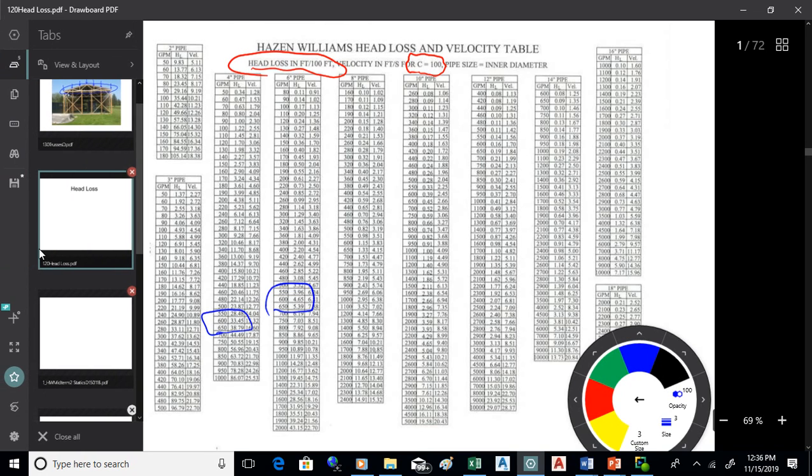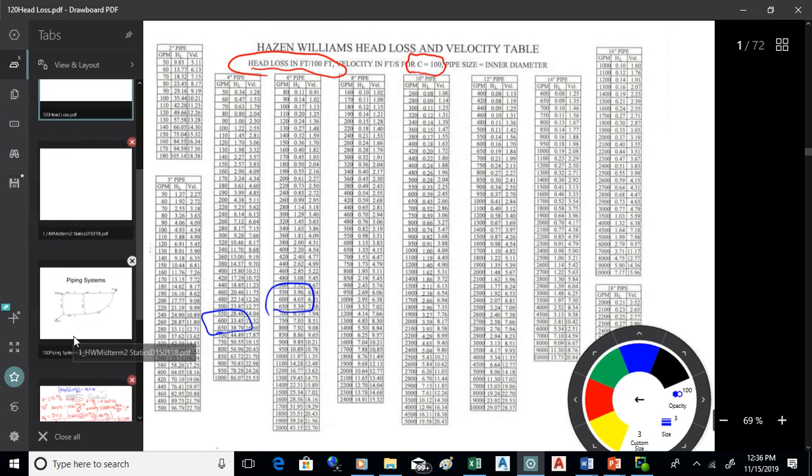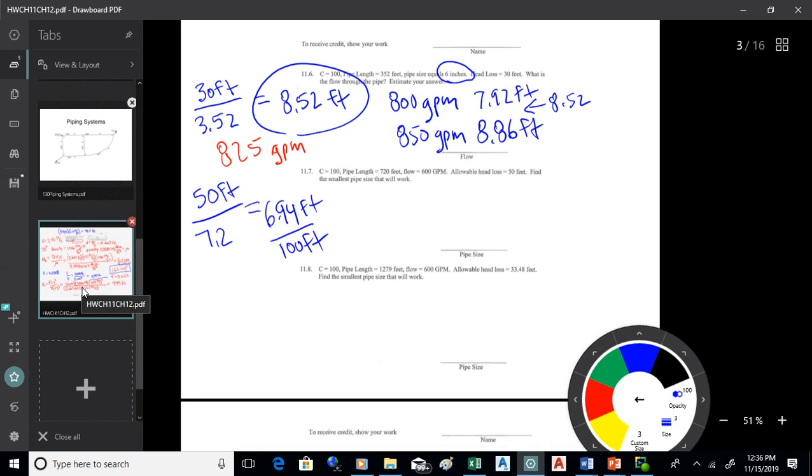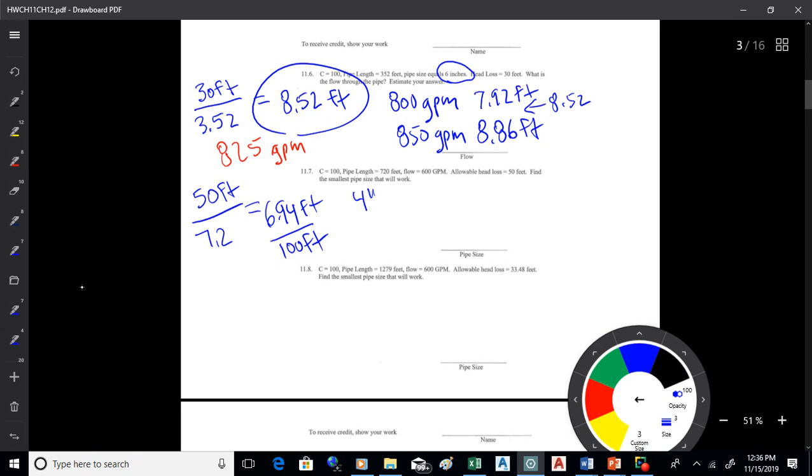So what I would do next is have a look at my situation here. This is all based on 600 gallons per minute. 4-inch pipe is 33.45, and 6-inch pipe is 4.65 feet. Okay. I'm at 6.94. I'm in between those two.